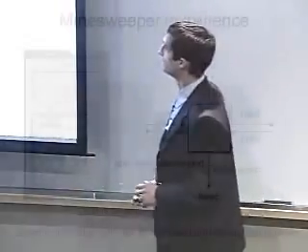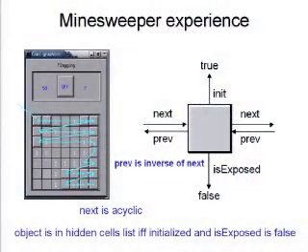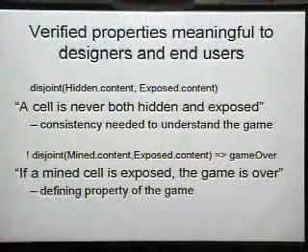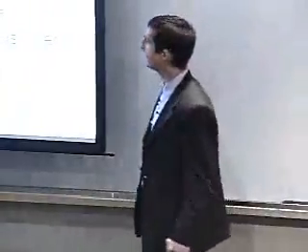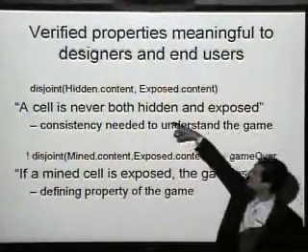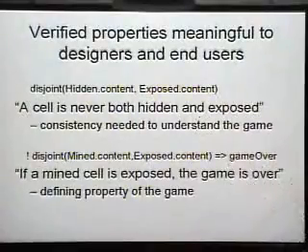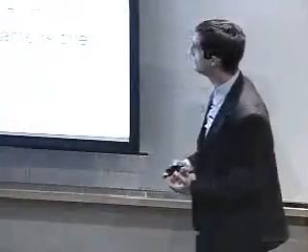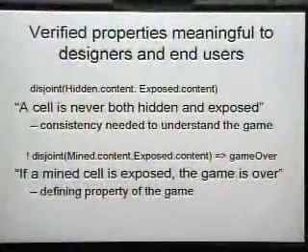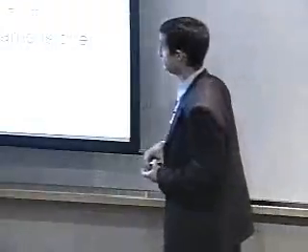But let me tell you which programs we've analyzed, or what our experience with the system was. I mentioned the Minesweeper example, so we verified all these properties in it. In particular, you can see that some of these properties you could actually tell to someone who is playing the game or developing the game. So basically, we verified disjointness of two sets of objects, which indicates that a cell can never be both hidden and exposed. And perhaps more interestingly, basically a partial indication of the termination condition for the game.